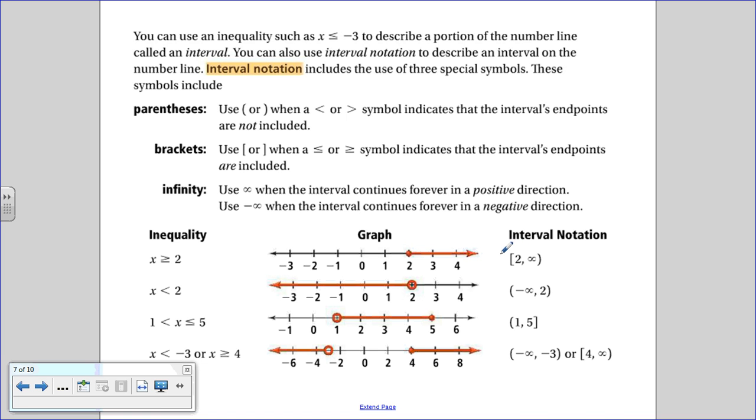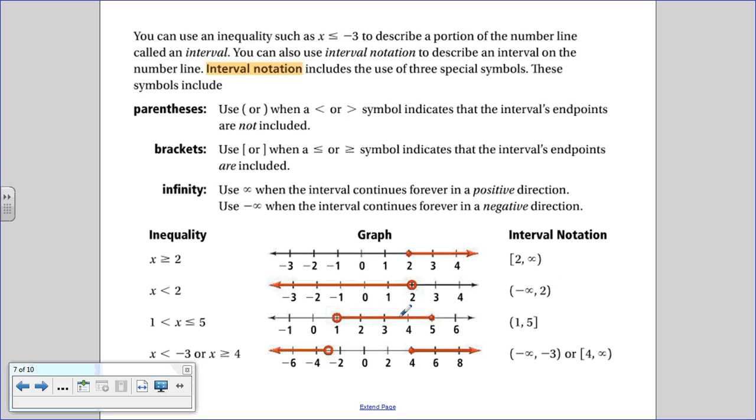It goes forever. It's a bracket because you use the bracket when the endpoints are included, when it's an equal sign. You use the parenthesis when it's not. And so anytime you go to infinity, it can't be included, so that's why it's a parenthesis. Here's another example. This goes from negative infinity, all the way up to 2. And it doesn't include 2, and that's why it's a parenthesis here. See here, it's a bracket because it's included. Here it's a parenthesis because it's not.